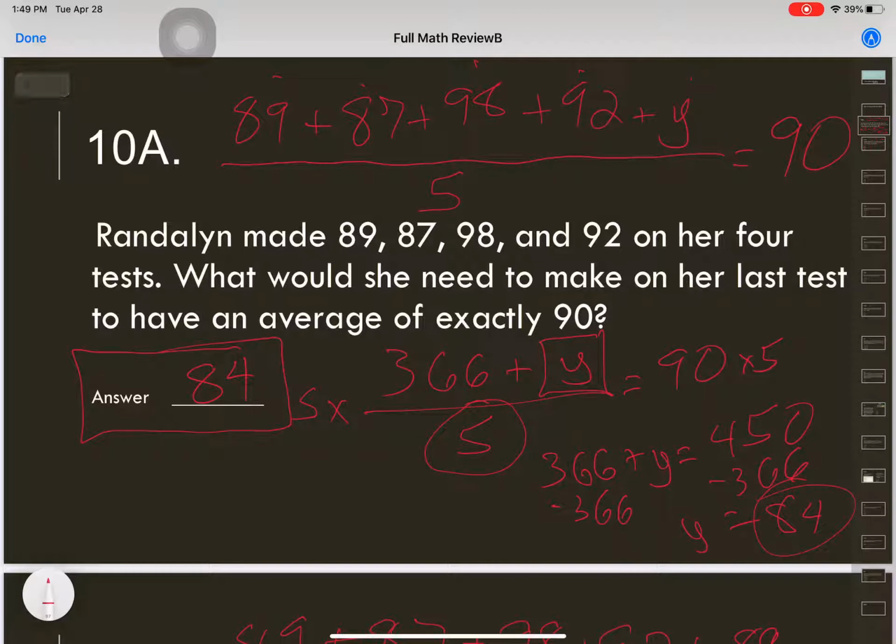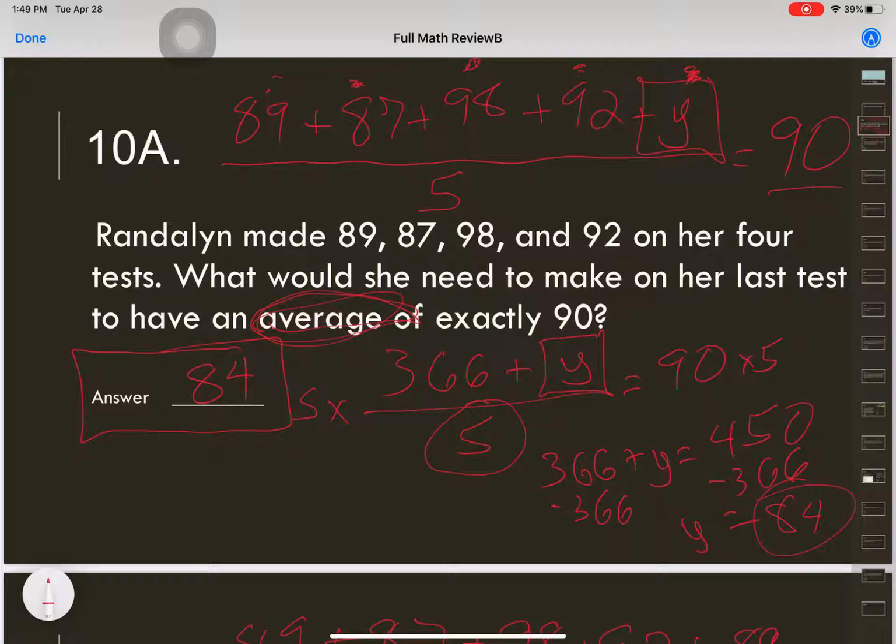So this first one I've already started on. Number 10, Randallin made 89, 87, 98, 92 on her 4 tests. What would she need to make on her last test to have an average of exactly 90? So what you really have here is 89 plus 87 plus 98 plus 92 plus a 5th test that we do not know yet. You add them all up, and to get the average or the mean, you divide by 5. And here, your answer will be 90.